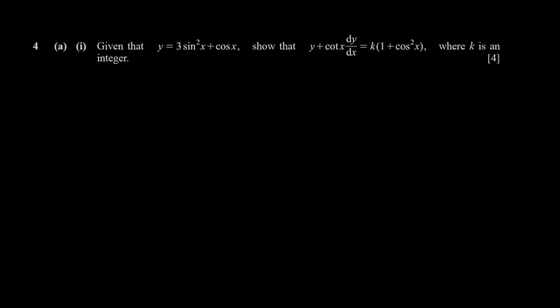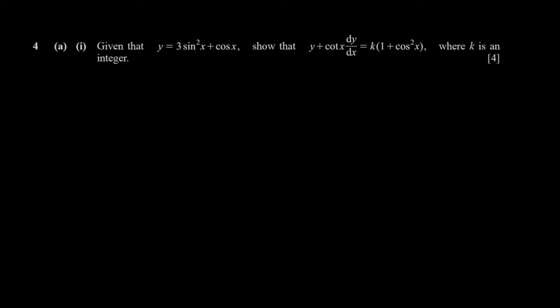Okay, then here we are in question four. We are given that y is equal to 3 sine squared x plus cos x. We want to show this. Now, I'm imagining that this is going to look really complicated to a lot of people, and it's a kind of question they haven't really asked so much before, as far as I can tell. But basically, what you want to do is differentiate this function here and then substitute it into this thing on the left-hand side. And what you should get if you simplify is it's going to cancel off and give you something there.